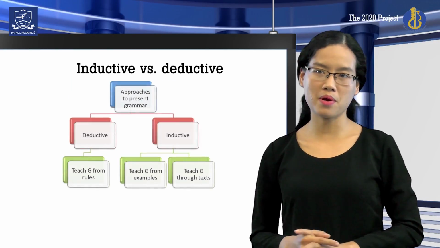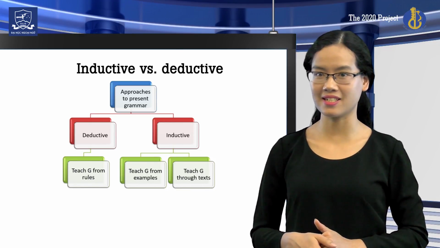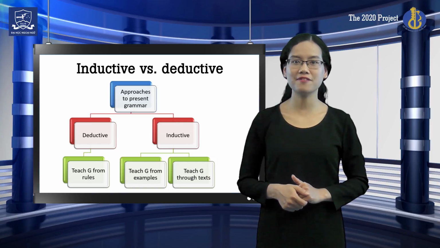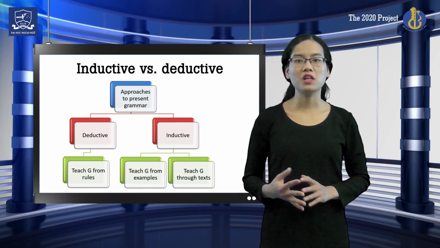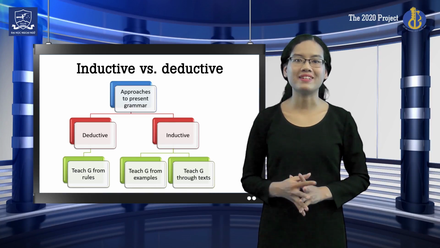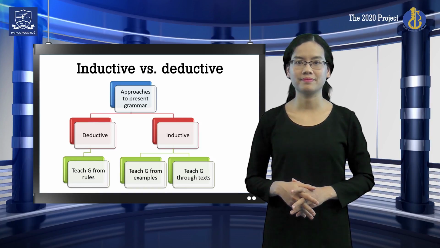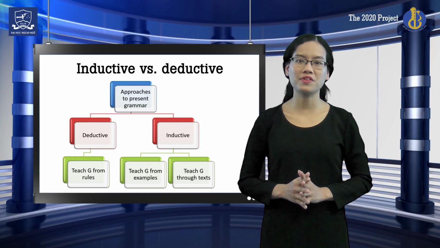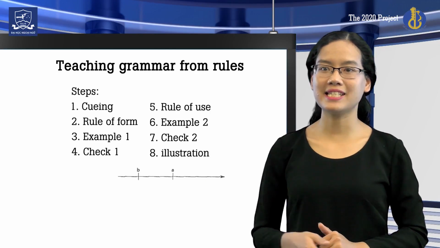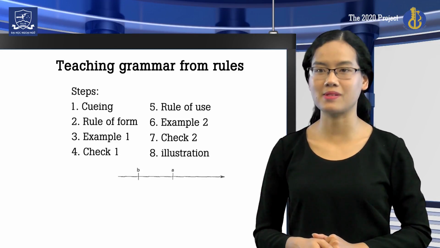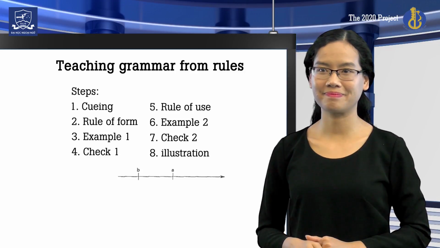Coming with the two approaches, there are three ways in which a grammar point can be presented. In deductive teaching, teachers present grammar from rules. Following the inductive approach, grammar is presented from examples and through text. Okay, let's start with teaching grammar from rules. These are the steps in teaching present perfect from rules. They should be familiar to many teachers, right?